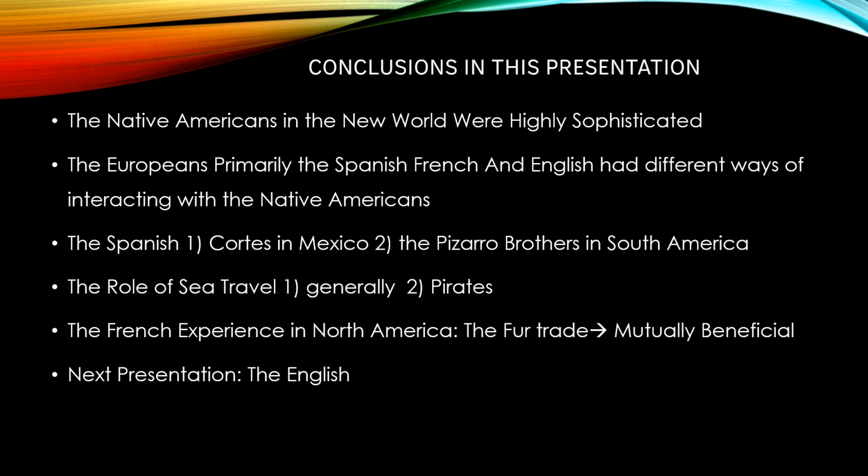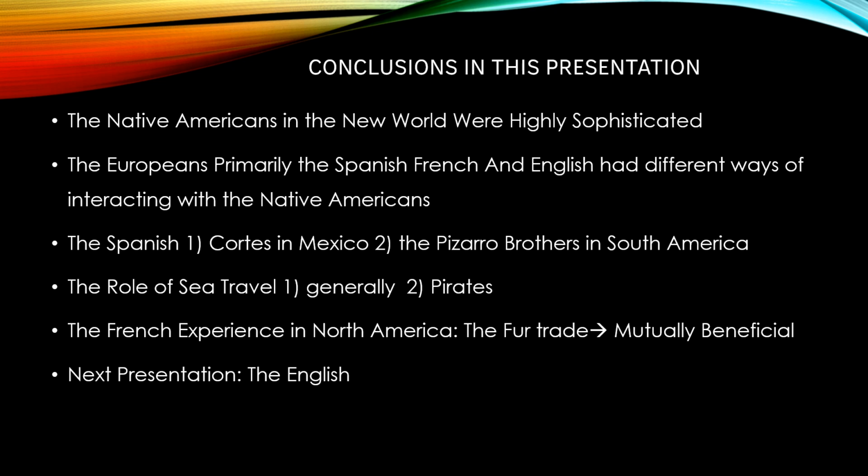The Europeans, primarily the Spanish, the French, and the English, had different ways of interacting with the Native Americans. We went over the Spanish and the French here. Again, if you're taking this for a course, 1301, don't depend upon your text. You're going to have to depend almost entirely on this presentation. For the Spanish, Cortez in Mexico, the Pizarro brothers in South America, spread the word of God, plunder and glory, trade. And of those, plunder and glory was the most influential element of their interaction.